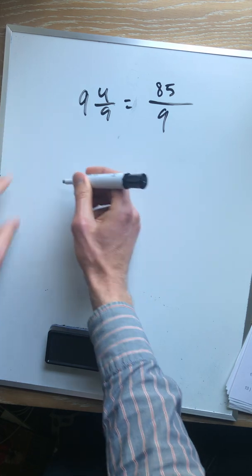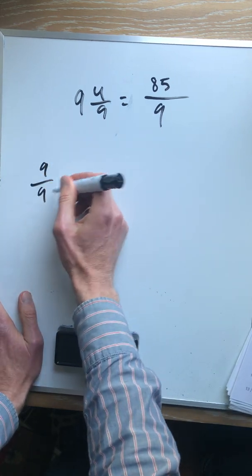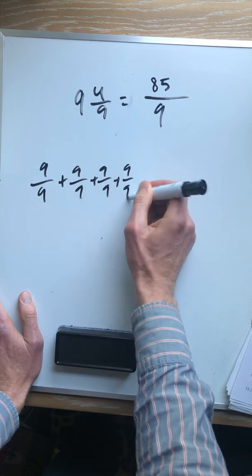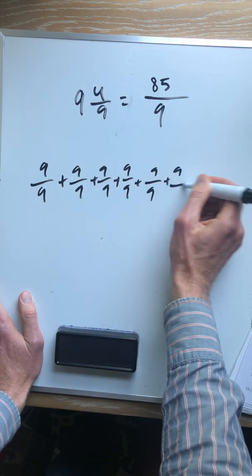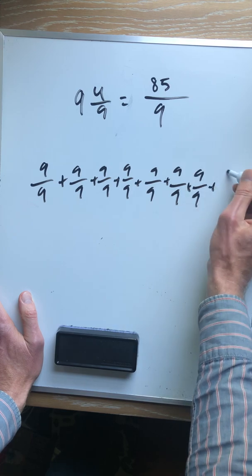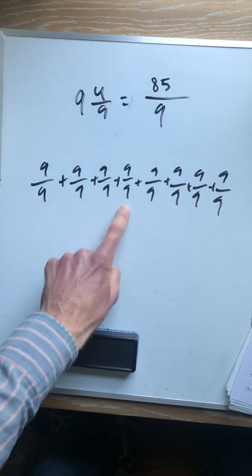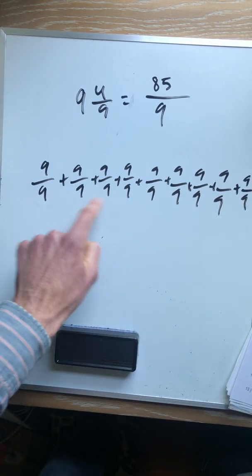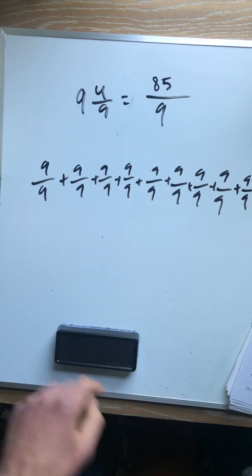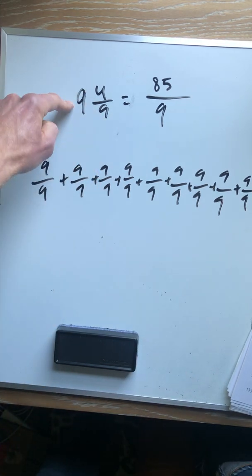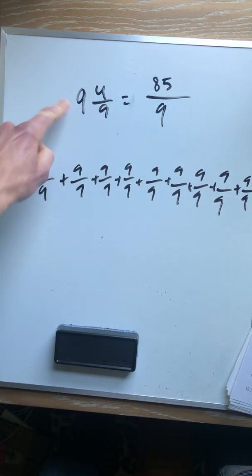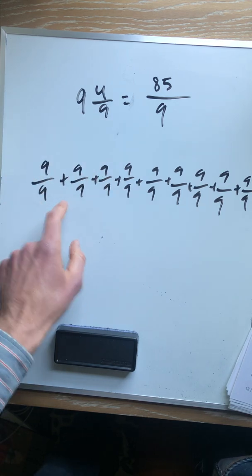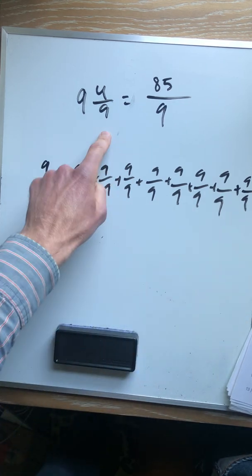That works because, remember, if I do 9/9 plus 9/9 plus 9/9 and keep going, is that 9 yet? 1, 2, 3, 4, 5, 6, 7, 8, plus 9/9, 1, 2, 3, 4, 5, 6, 7, 8, 9. So 9 times 9 is 81. That's the same thing as saying 9/9 plus itself 9 times.